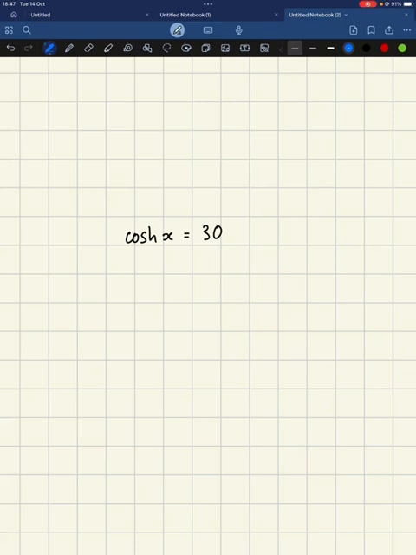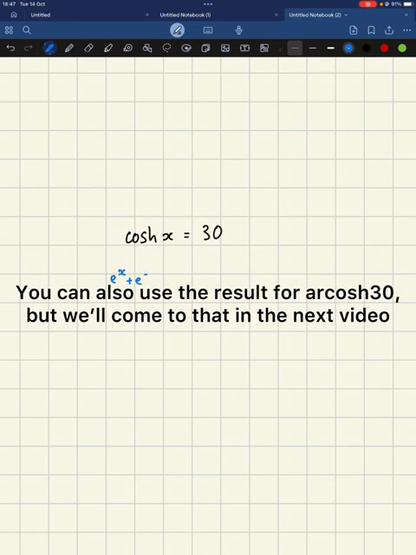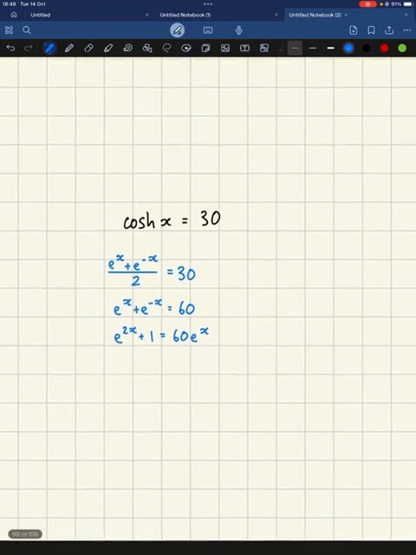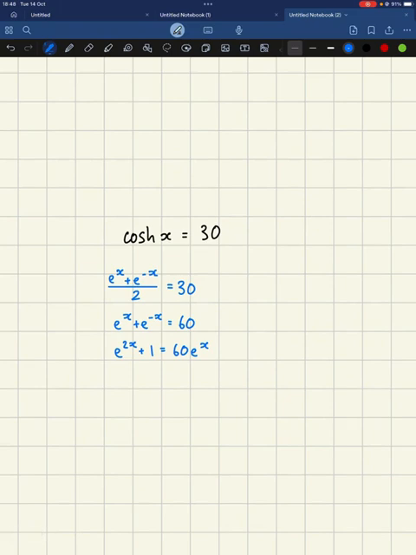Now if we have one like this, where cosh of x is equal to 30, what we do is write it out, so e to the x added to e to the minus x over 2 equals 30. So e to the x plus e to the minus x is equal to 60. e to the minus x is just 1 over e to the x. So we've got e to the x plus 1 over e to the x is equal to 60. So we'll multiply both sides by e to the x, so what we get is e to the 2x plus e to the x times e to the minus x is 1, so plus 1 is equal to 60 e to the x. Now if we bring everything to one side, we'll get e to the 2x minus 60 e to the x plus 1 equals 0.